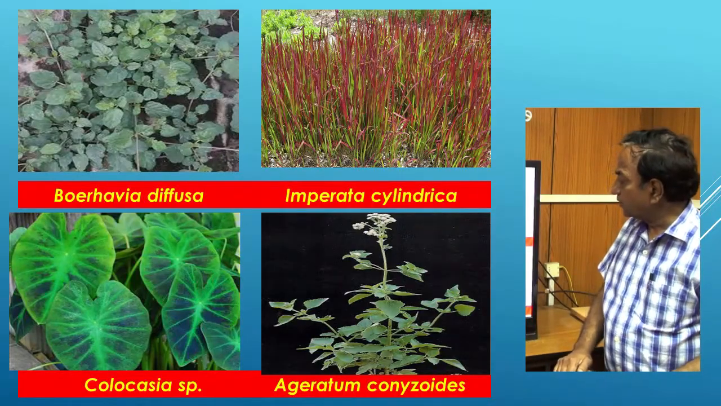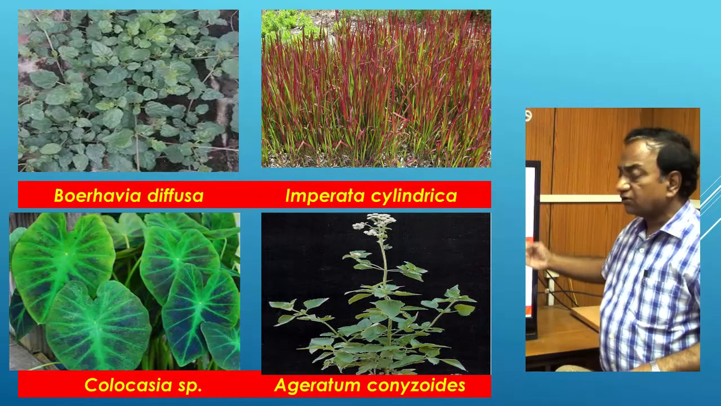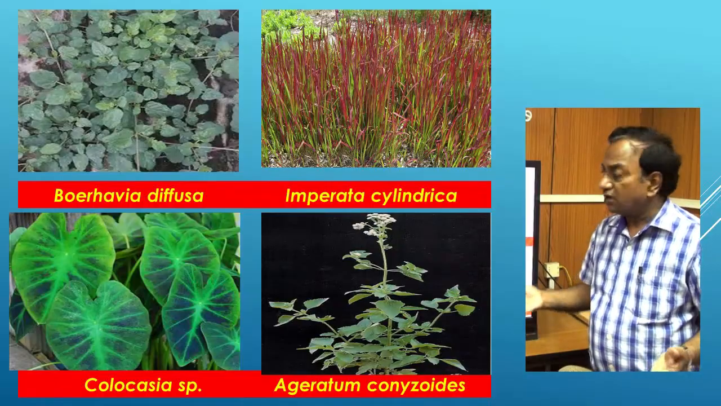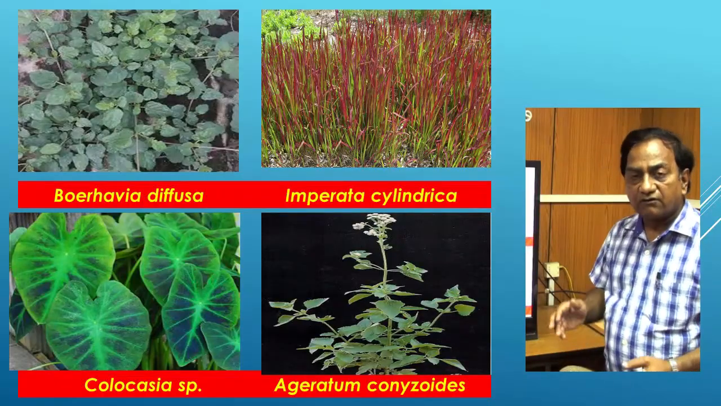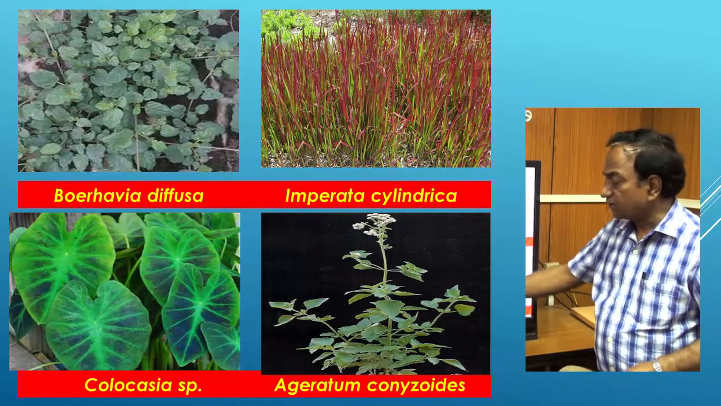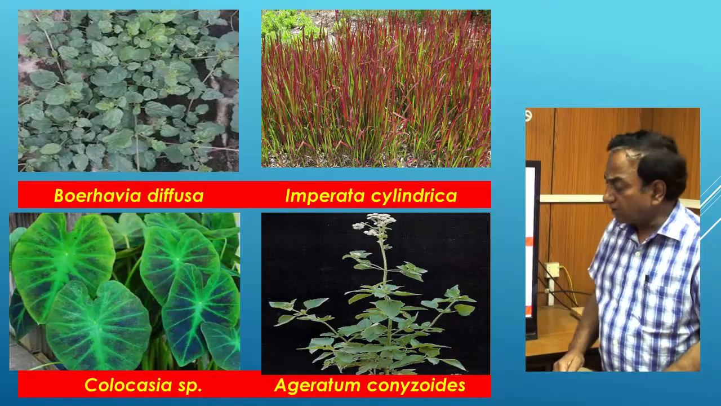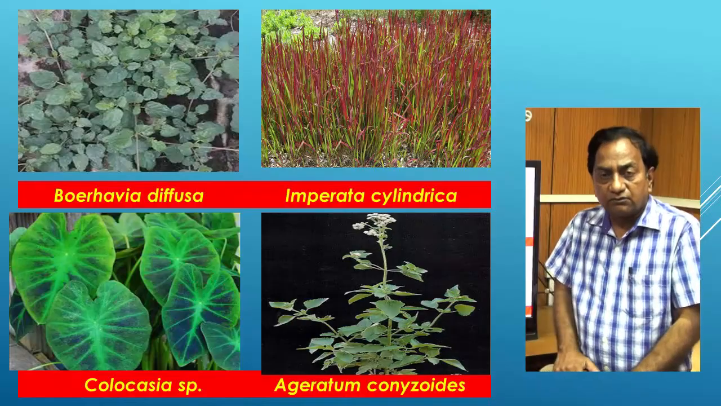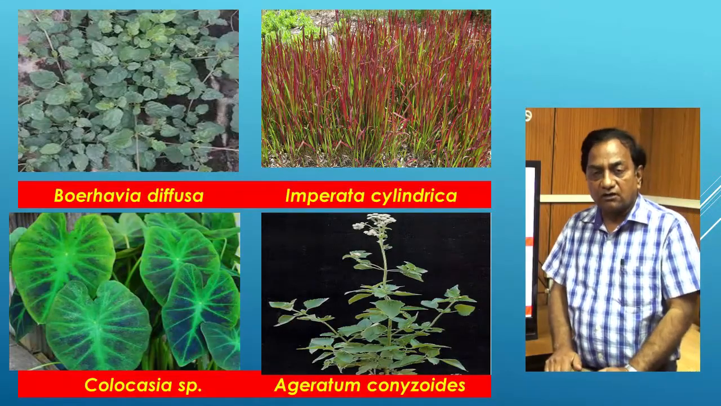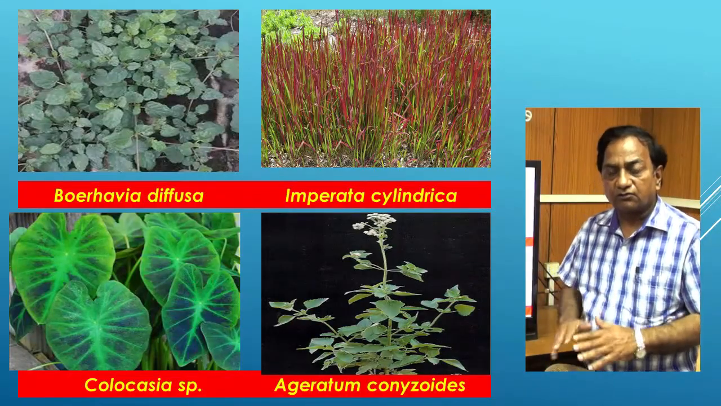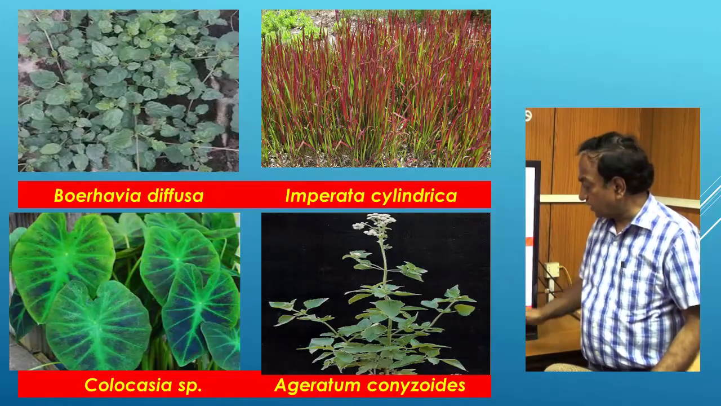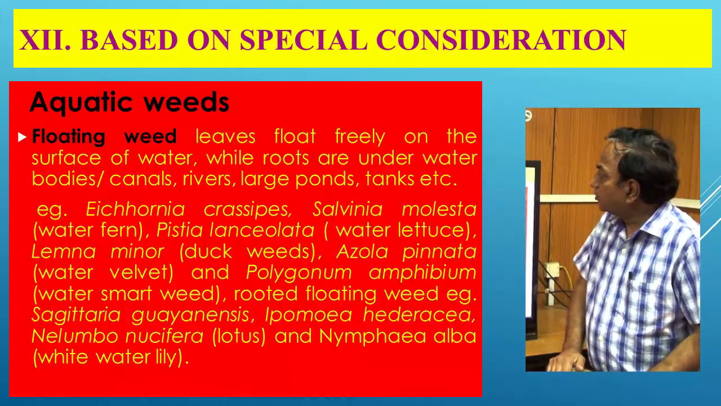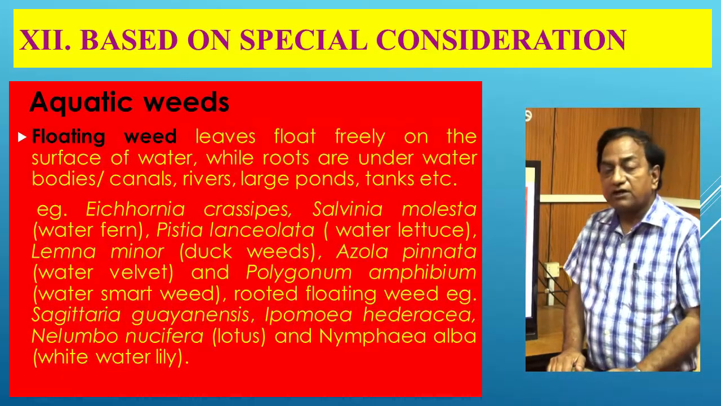Imperata cylindrica. This is also visible when you go along the roadside. You will find in ditches such type of weeds are very common. Colocasia species. This is a very common type of weed. Again, Ageratum conyzoides, usually found in the rainy season or summer season, and a lot of maize fields are infested by the Ageratum conyzoides. Again, based on spatial consideration, this is very important.